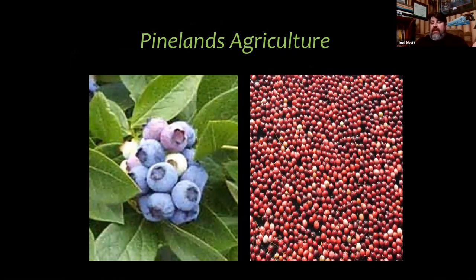Blueberries, like I said, mostly around Hamilton, but also in other places. And the cranberries primarily around Chatsworth. Blueberries are harvested in June, and cranberries are harvested September through October, depending on the weather conditions. But they are really two large economic forces in southern New Jersey.